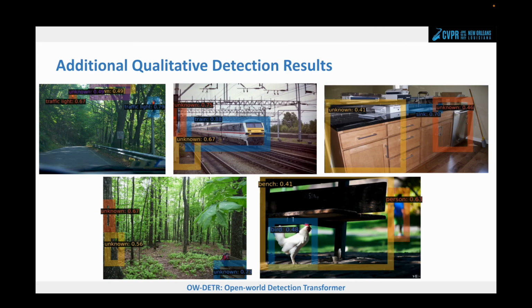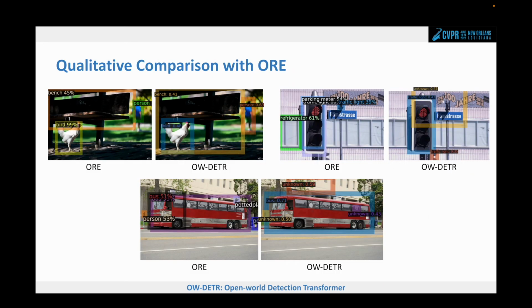These are a few example detection results which show both known predictions and unknown predictions. Lastly, we compare our results qualitatively with ORE, and as we can see, the performance is improved both in terms of removing the false positives and predicting unknown instances.